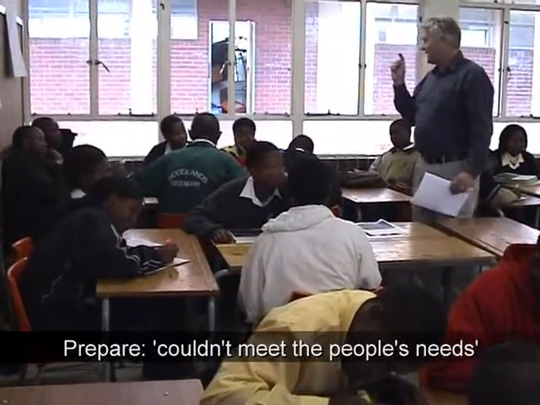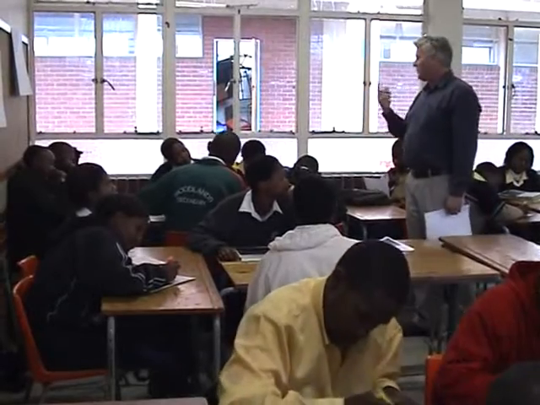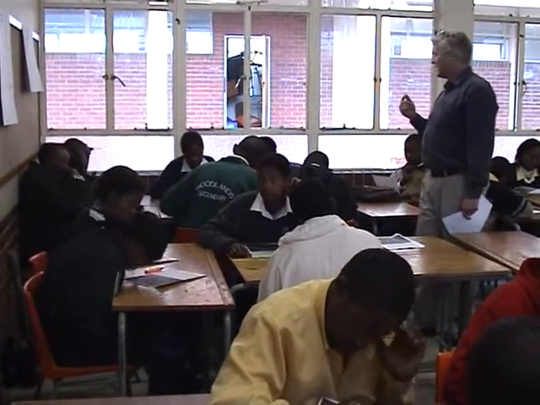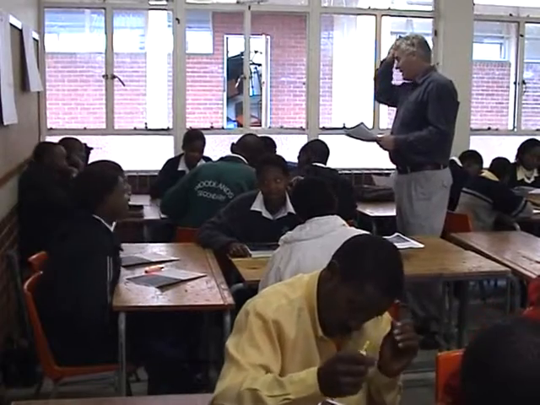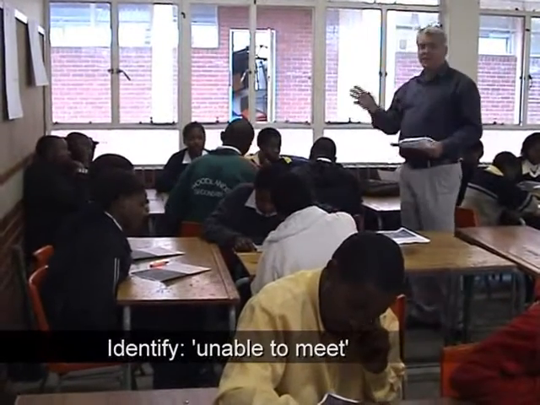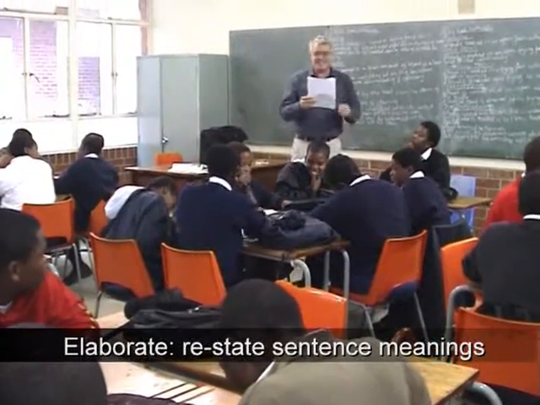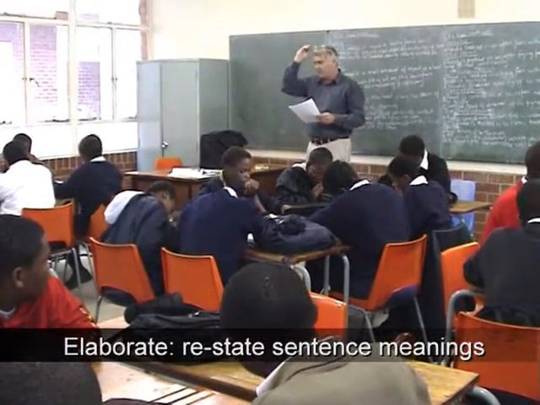And then it tells us that the government couldn't meet the people's needs. So what's the word that means they couldn't meet the people's needs? The government had been unable to meet. Okay, let's do all of that. Unable to meet. Right, okay. So the government couldn't meet the changes.